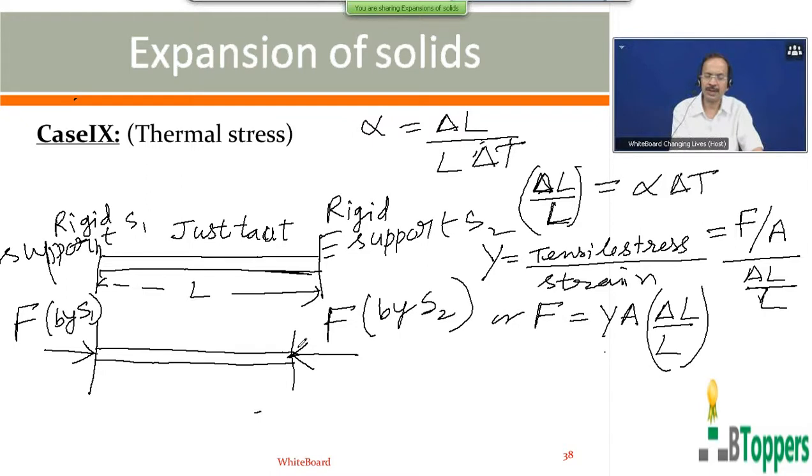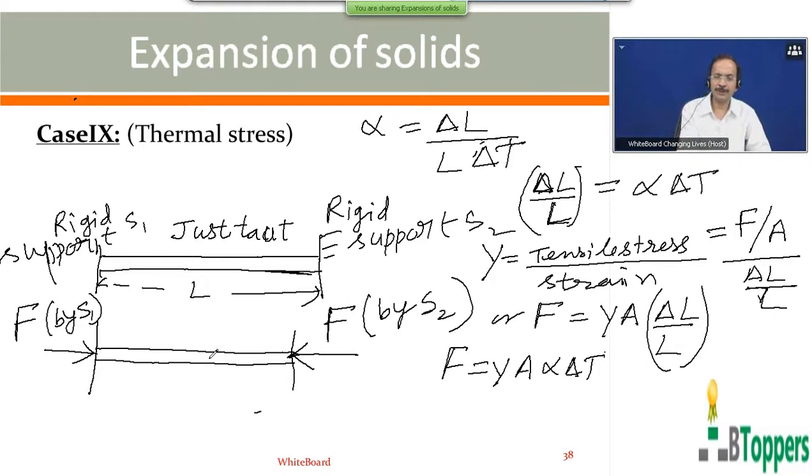The force required to prevent the expansion of the rod when the temperature rises, that means the force required to prevent the increase in length, delta L. The compressive force required to prevent the expansion of the rod is same as the force required to produce the same elongation as that can produce increased length. So if you take delta L by L as alpha into delta T, the force required to prevent the expansion of the rod when temperature of the rod increases by delta T, we can write YA alpha delta T.